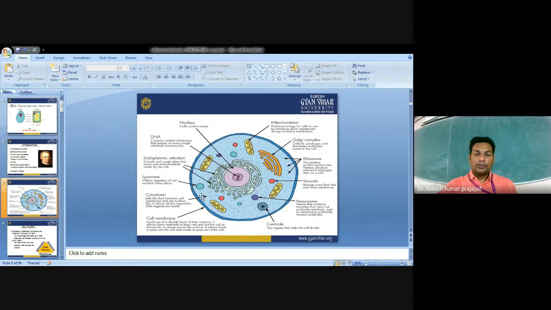Cytoplasm is the jelly-like fluid that is present inside the cell membrane, and the nucleus is present in the center. This is where all the cell organelles are present. Now we will discuss the cell organelles.